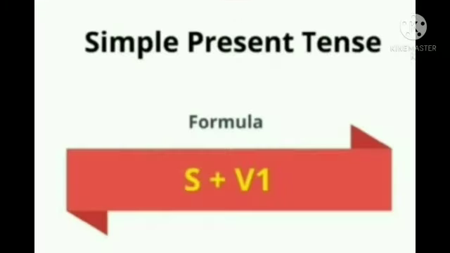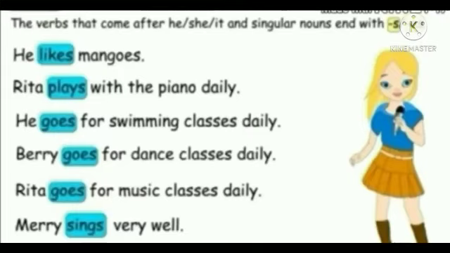For example, I drink milk every morning. You swim faster than me. For both of these examples, the verb comes after I and you, that is, drink and swim. They do not have S even though they are singular. So the formula for simple present tense is subject plus V1.